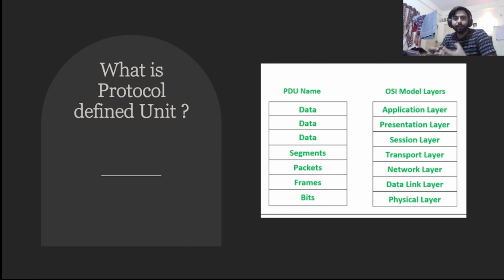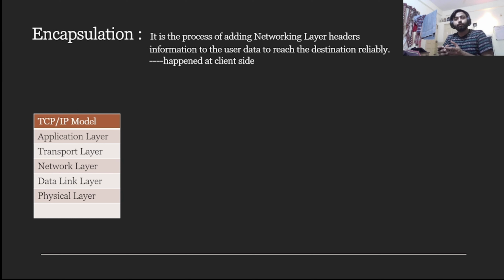So why do we need to define data with different unit names? It is because we need to be able to say where the data is stuck and what header information it has. For troubleshooting purposes, we need to define data with different units. So let's move to our main topic, that is encapsulation. Encapsulation is the process of adding networking layer header information to user data to reach the destination reliably.